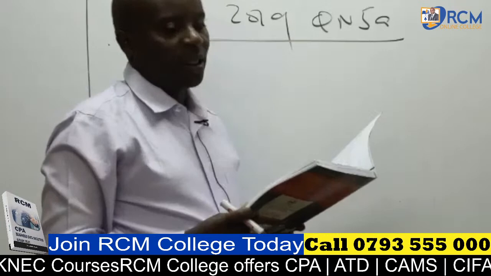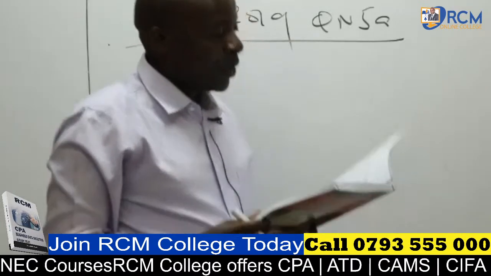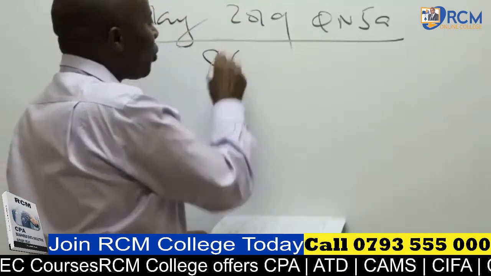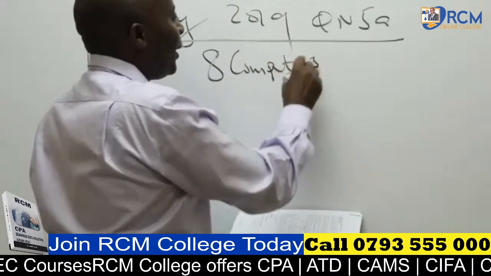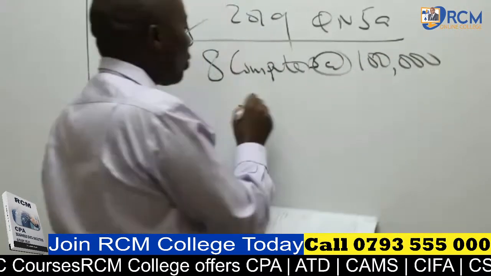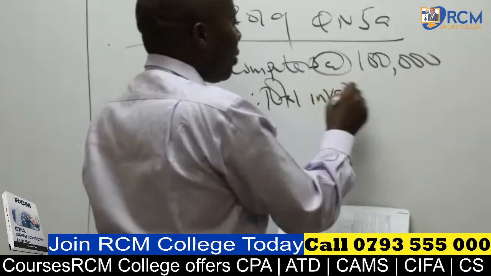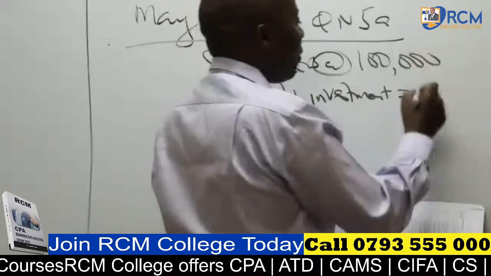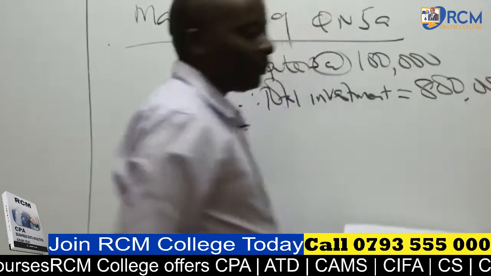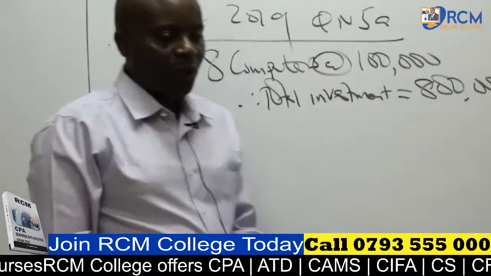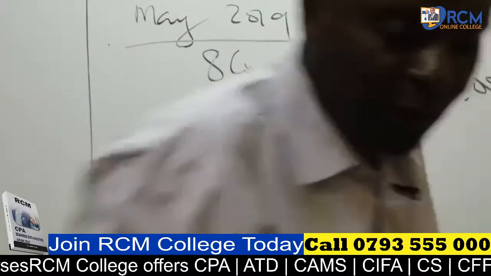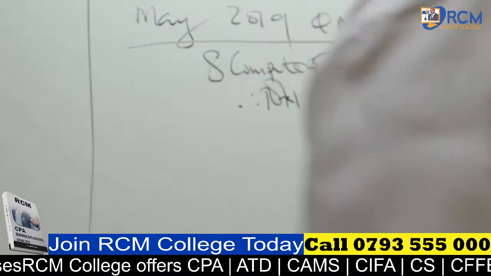to purchase 8 microcomputers at a cost of 100,000 each. So 8 computers, and they're telling us that each is 100,000. Therefore, the total investment here will be 8 times 100,000, which is 800,000 Kenya shillings.